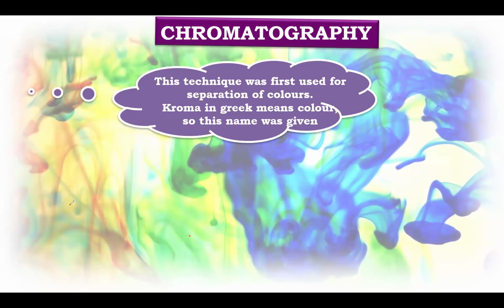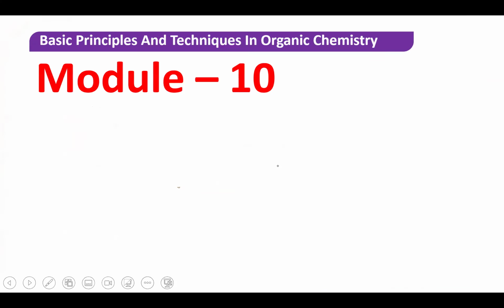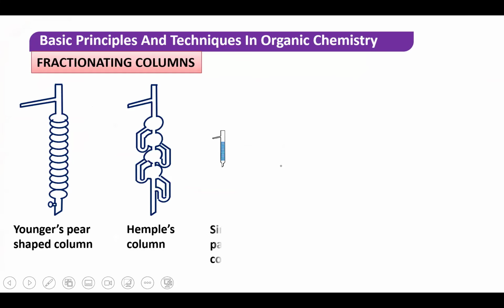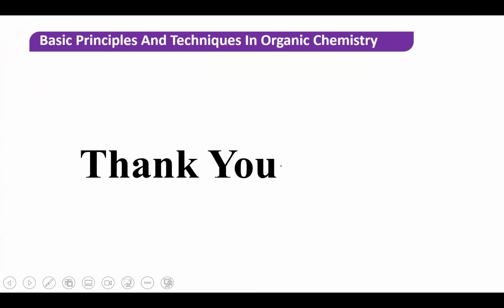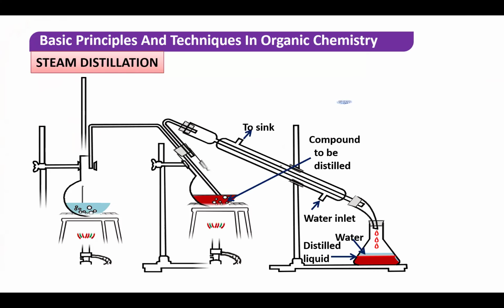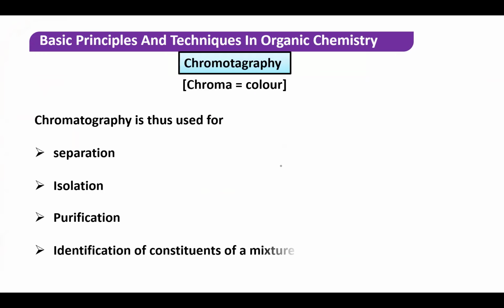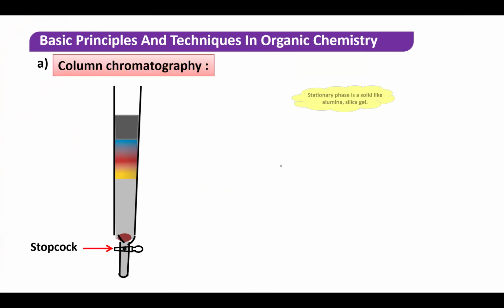Chroma means color, therefore the name of the method. Look, these are different types of fractionating column, you know. It will make them travel. Now I'm going to show you what chromatography is, beta. Chroma means color. Look, I'll show you beta. There are different types of.